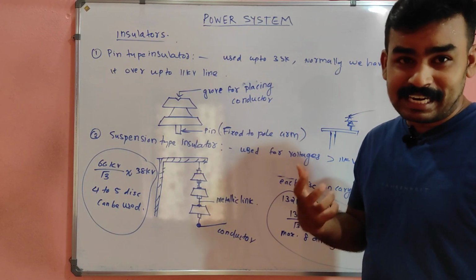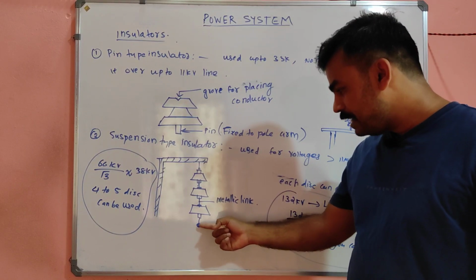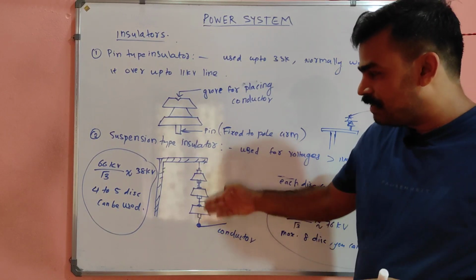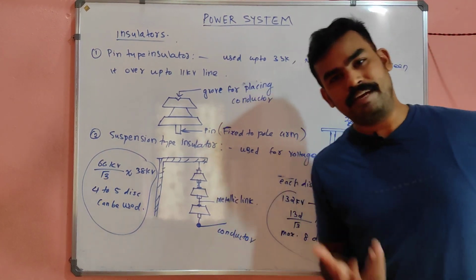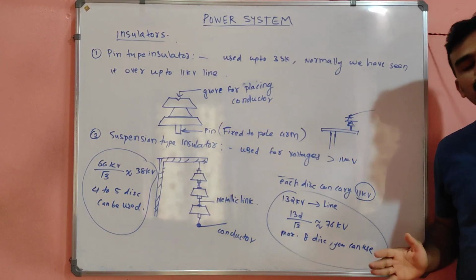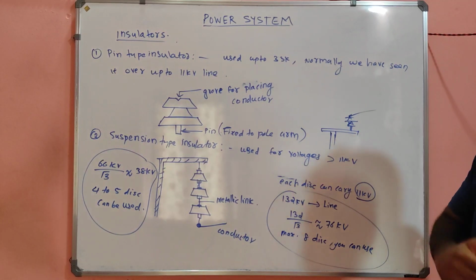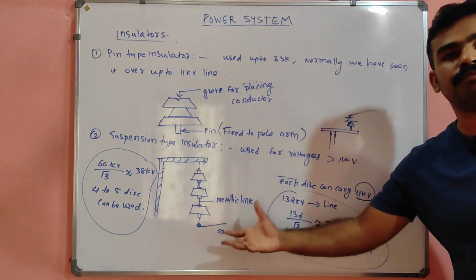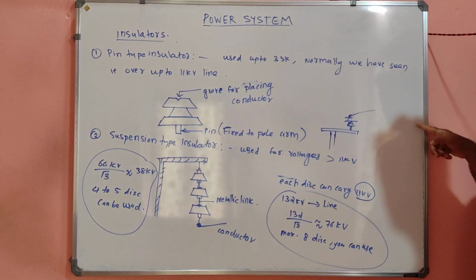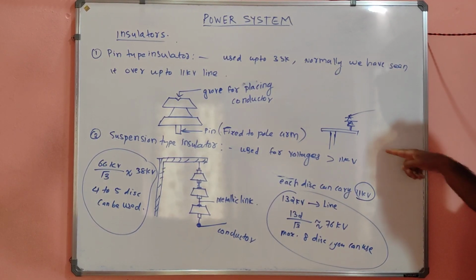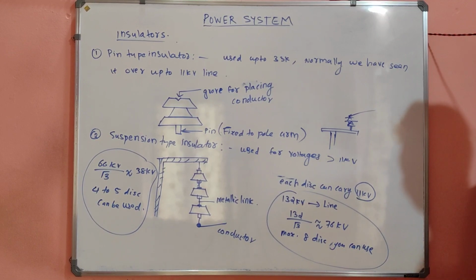It can withstand the phase voltage, because a phase is connected here, not in between lines. So every voltage should be converted into phase voltage before calculating the strength of the insulator. So 132 kV line voltage equals √3 times phase voltage, so the phase voltage will be line voltage divided by √3, so 132 divided by √3.